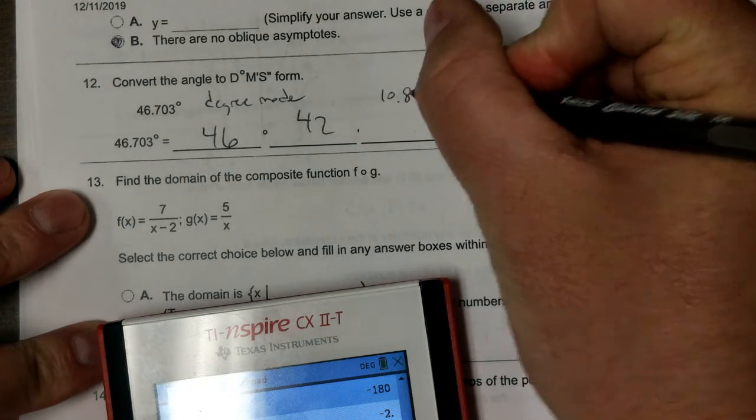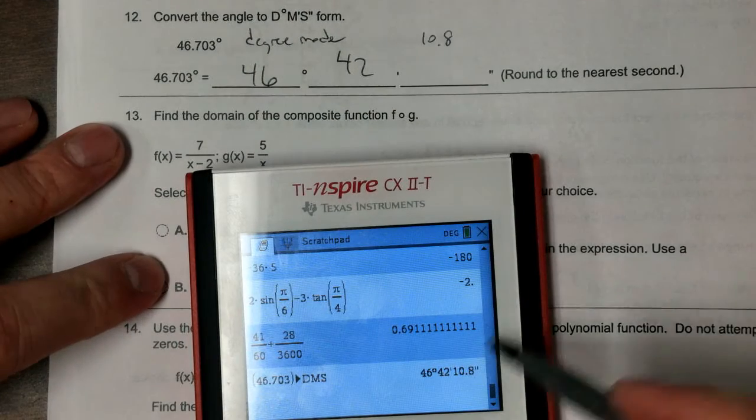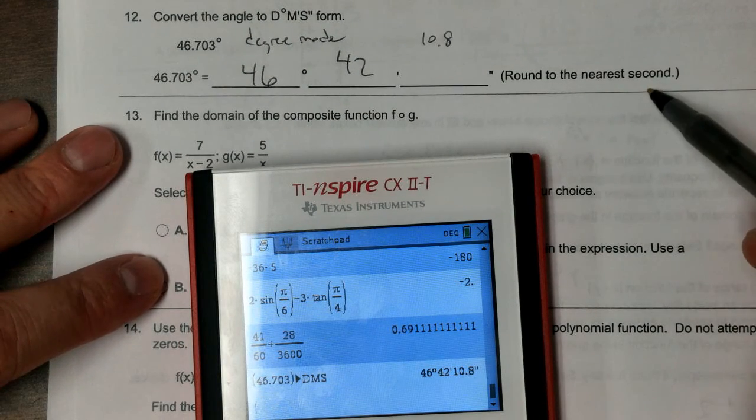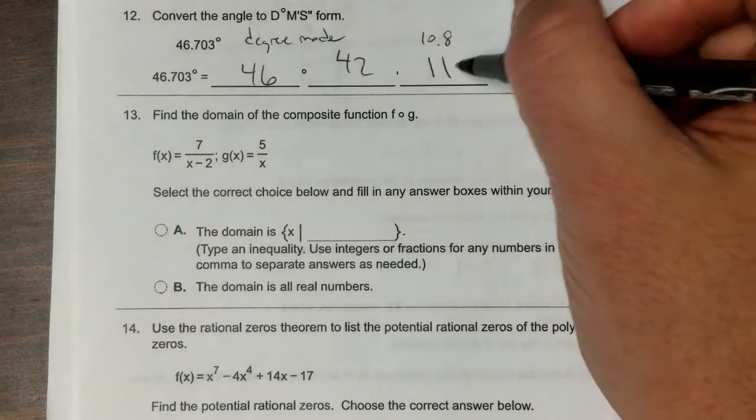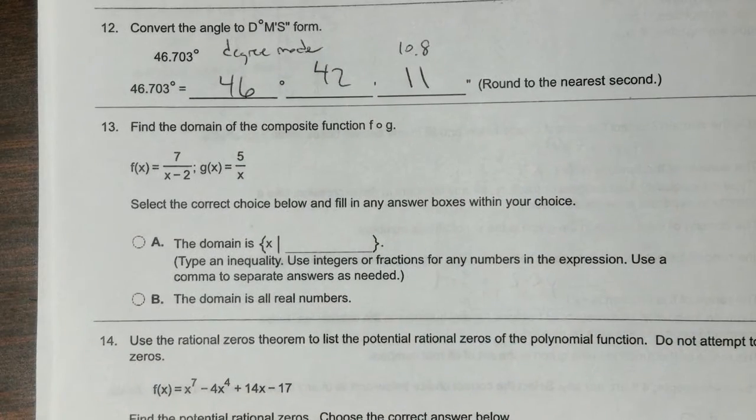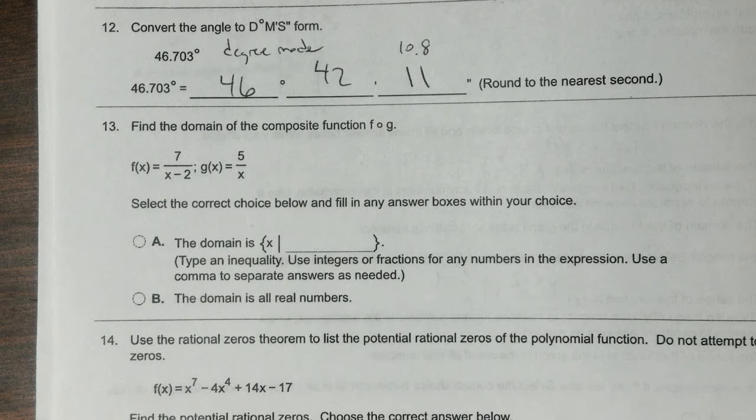Now the 10.8 was the last thing that was on there, but it says round to the nearest second, and so you need to put 11 there. Make sure y'all put that, because I saw some people miss that on the test, and that's a minor thing. It says round to the second. So make sure you get that.